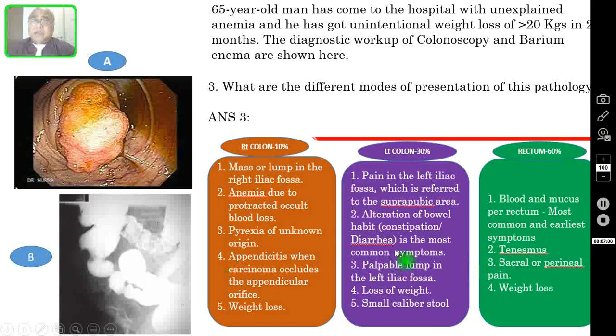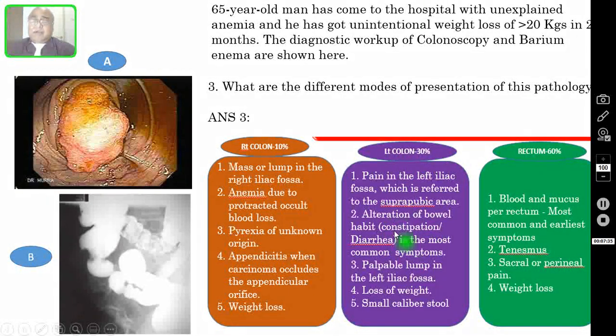This is the most common symptom, because this is common in the left-sided colon, because here the stool becomes solidified, whereas in the right-sided colon, this alteration of the bowel habit is not a normal mode of presentation, because the fecal matter here in the right-sided colon is liquid in nature, and the bowel also has a very roomy, very wide lumen, the right-sided colon, compared to the left-sided colon.